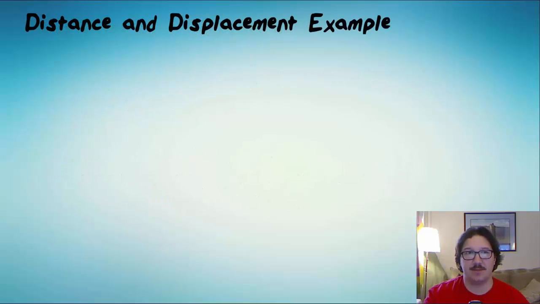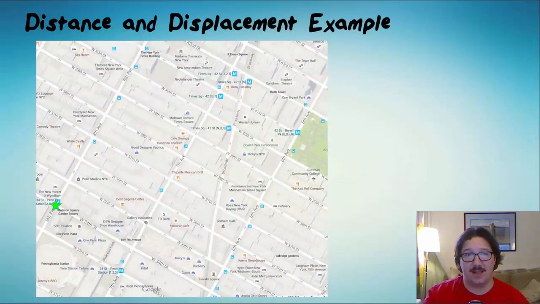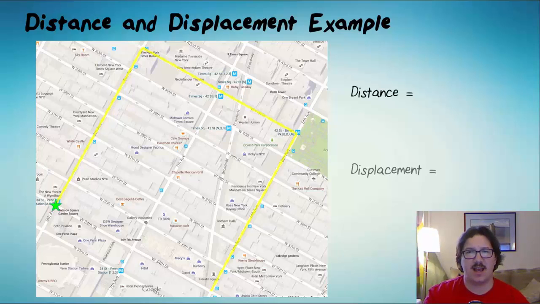Let's take a look at a couple of examples. Let's say one day you take the train into Penn Station, and you walk 7 blocks uptown, and then you walk 2 blocks across town to Bryant Park, and then you walk 7 blocks downtown to Herald Square. And we want to know your distance and your displacement. Well, you walked 7 blocks, and then 2, which is 9, and then 7, which is 16. Your distance traveled is 16 city blocks.